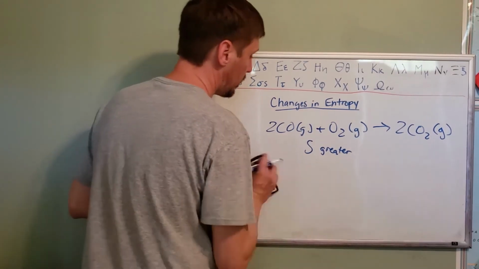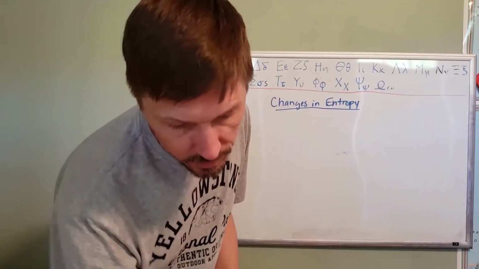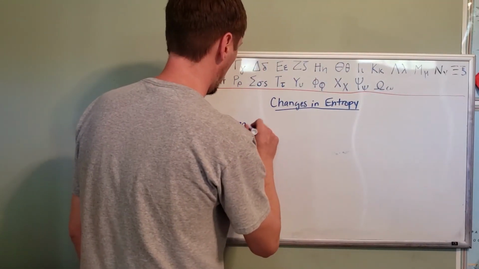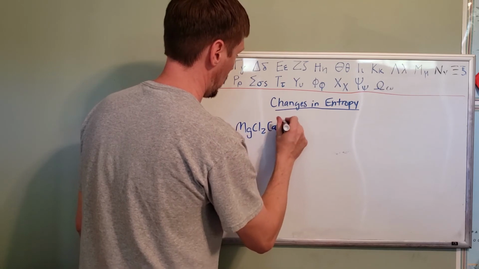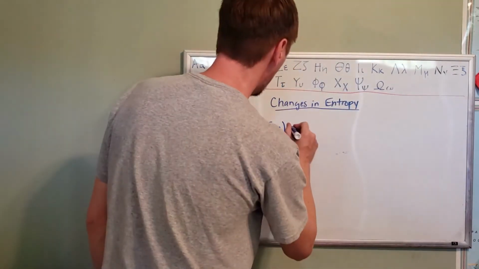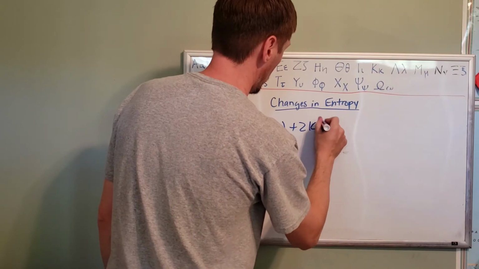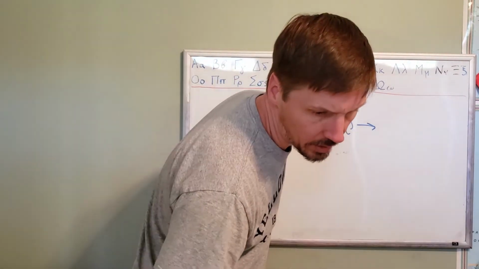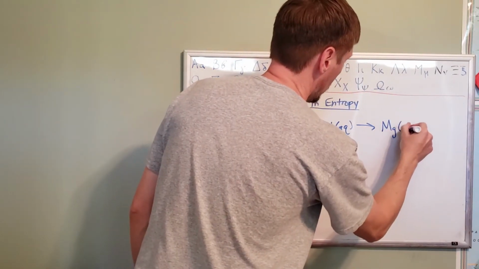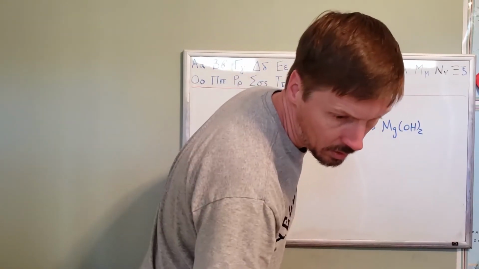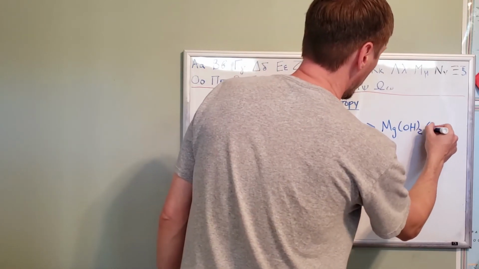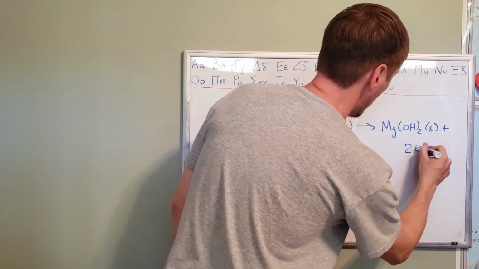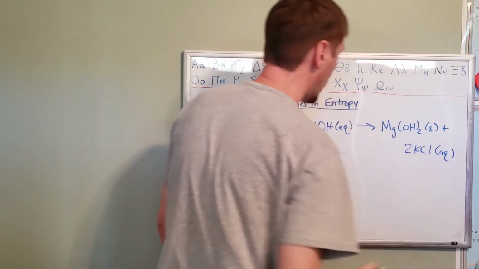And then finally, one final problem. It says MgCl2 in aqueous form plus 2 KOH, also in aqueous form, is going to yield Mg(OH)2 in solid form plus 2 KCl in aqueous form. All right.